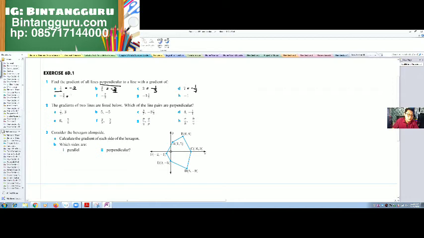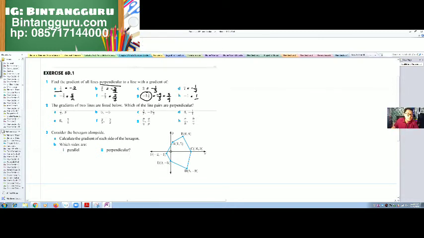So this will be 5 over 2. This will be 2 over 7. This one we have to make into a fraction, so it is negative 4 over 3, or 3 over 4. This will be 1. Do you have any question for number 1? No. Okay, and number 2.